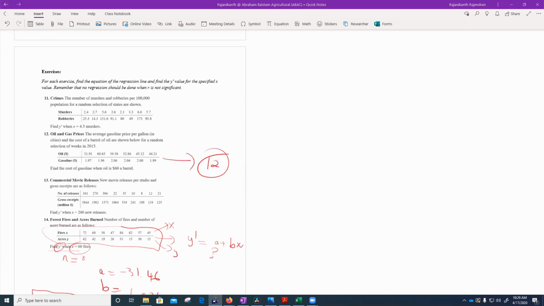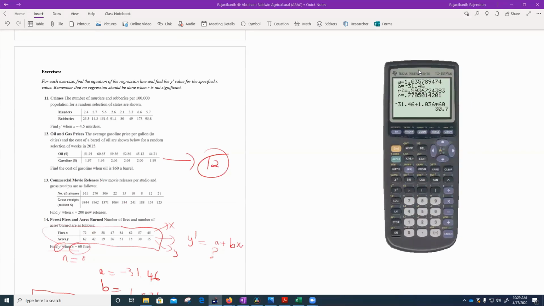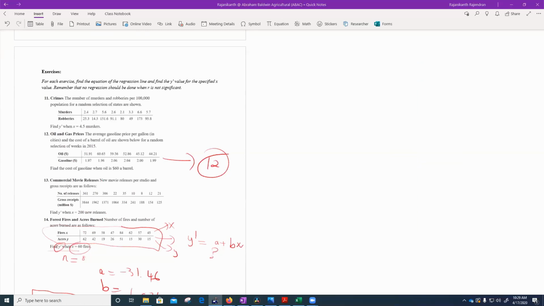Okay, do you see my calculator on the screen? No, not right now. Do you see now? Now we see it. No? Nope. Okay, very good. I am going to do it separately. So you do it yourself, okay?